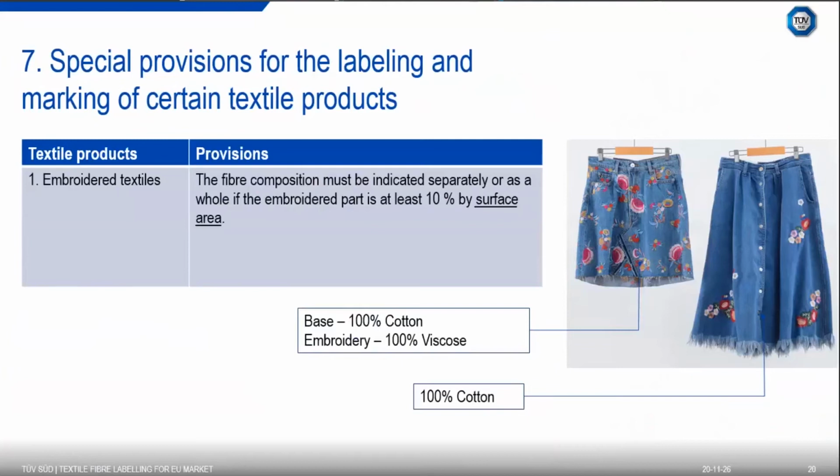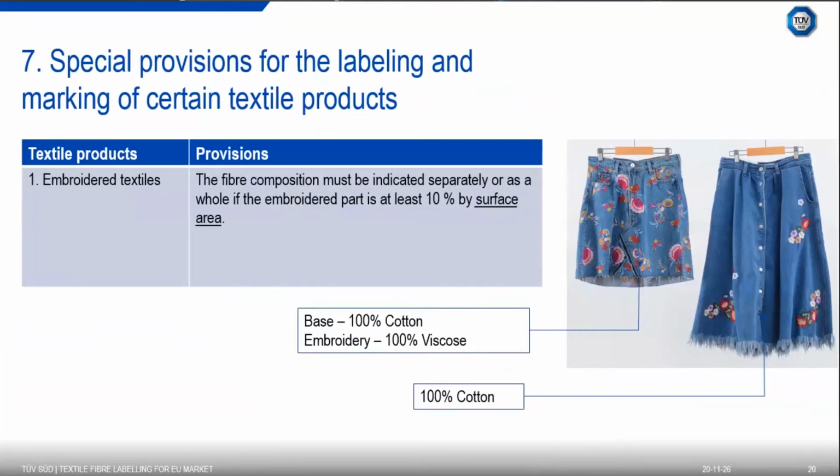There are certain special provisions in the textile fiber labeling. Now we'll be talking one by one, the few with the examples. Like often we have noticed that garment has embroidery. So in case of embroidered textiles, if embroidery is present more than 10% by surface area, then such embroidery needs to be disclosed separately.